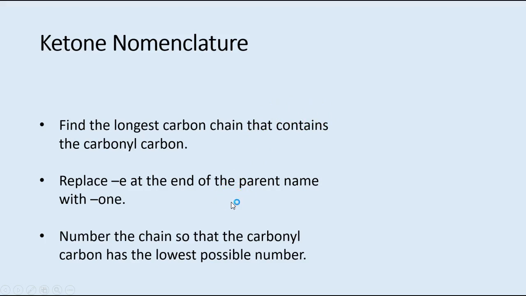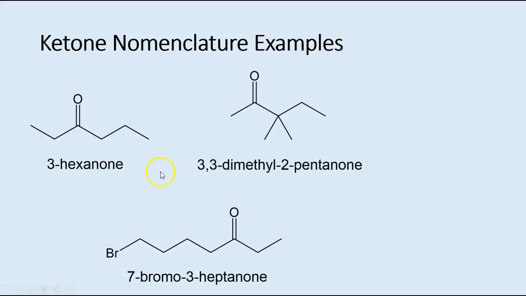Now, the difference between an aldehyde and a ketone is that by definition, the aldehyde carbonyl carbon is carbon 1. The ketone carbonyl carbon can actually never be carbon 1, because if there was a carbonyl on carbon 1, it would be an aldehyde. So you're going to number the chain so that the carbonyl carbon has the lowest possible number. So let's look at some examples.